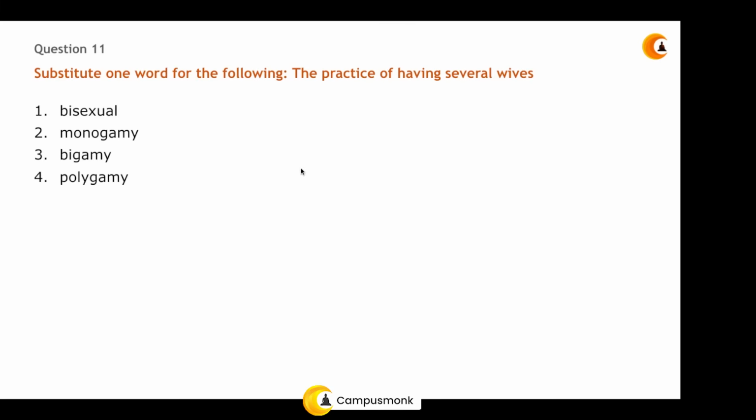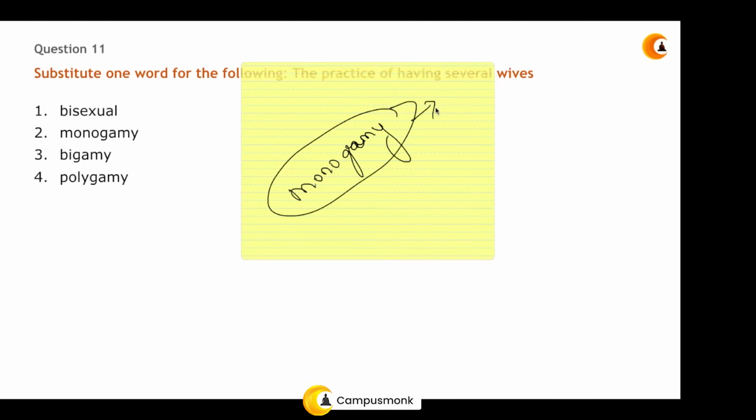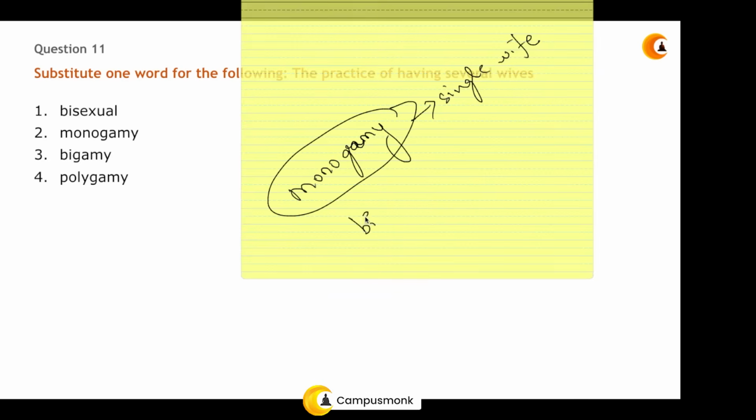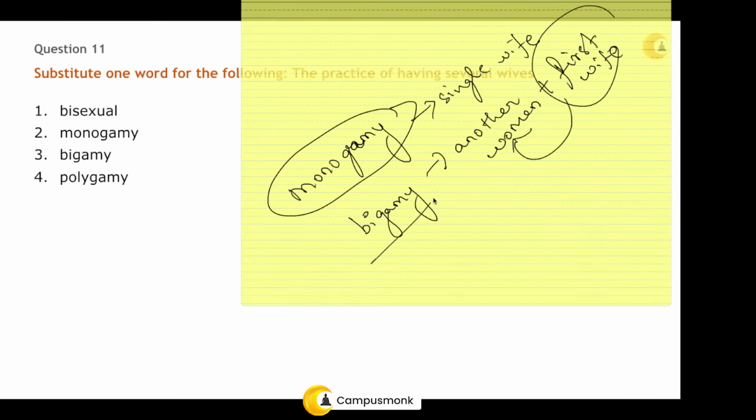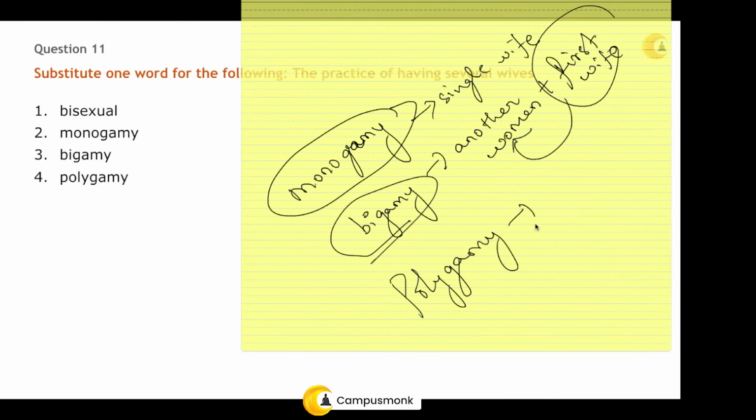So, the practice of having several wives. Now, the practice of having a single wife is known as monogamy. Monogamy means single wife. Bigamy means you get married to another woman despite having the first wife. You have your first wife and you get married to another woman, that is known as bigamy. And what is polygamy? Polygamy means a practice of having several wives.